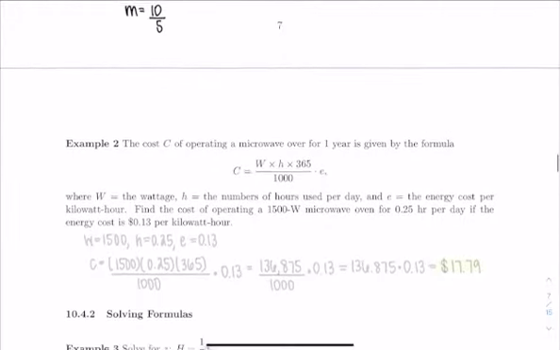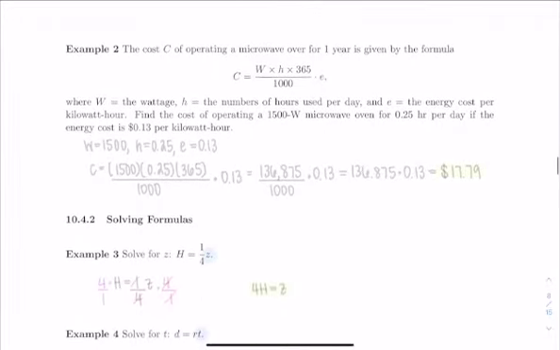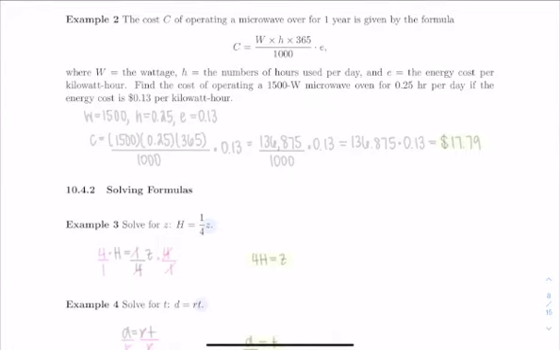Let's look at example number 2. The cost C of operating a microwave over 1 year is given by the formula C equals W times H times 365 over 1000 times E, where W is the wattage, H is the number of hours used per day, and E is the energy cost per kilowatt hour. Find the cost of operating a 1500 watt microwave oven for 0.25 hours per day if the energy cost is 13 cents per kilowatt hour. So we just want to plug this into the appropriate places.